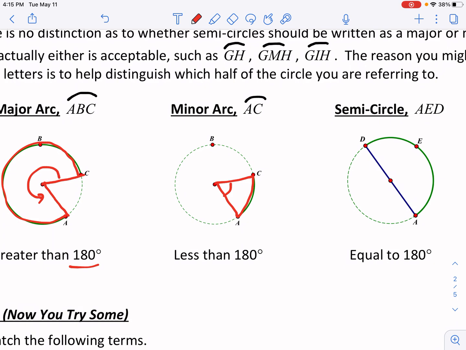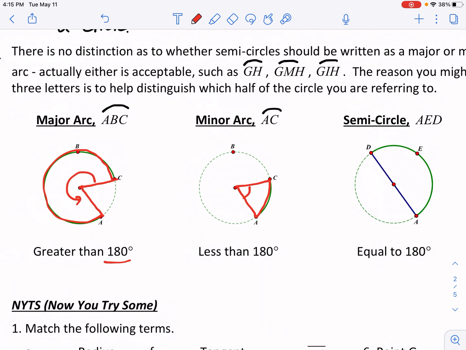And then for a semicircle, like I said, you can use 3 points or you can use 2, but we have the semicircle AED, and it's equal to 180 degrees. So we know that a straight line gives us 180 degrees.